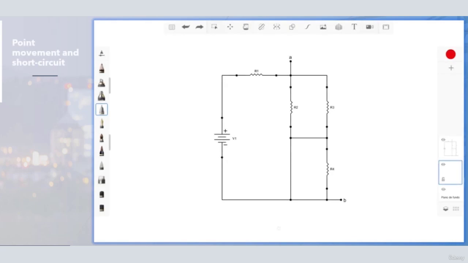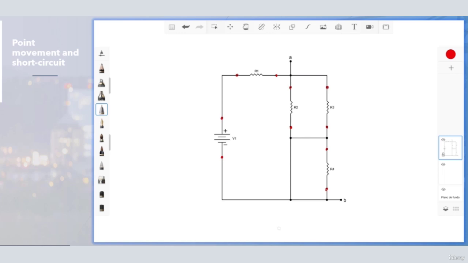Looking at this circuit, we have a connection between a battery V1 and 4 resistors. So the first thing, let's identify all the terminals of the components. And we have here for the battery the first and second terminal, and for all the resistors we have these terminals. So with black lines are represented the cables connecting all these components together.